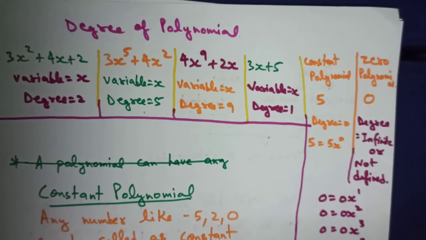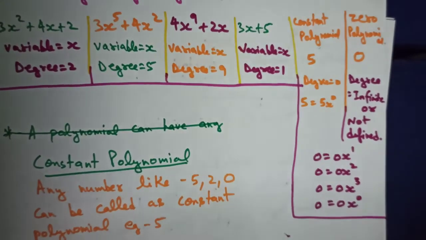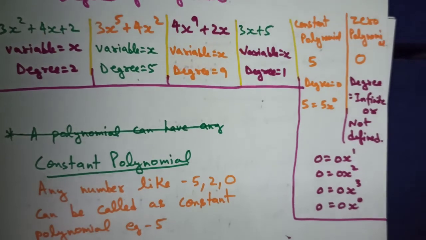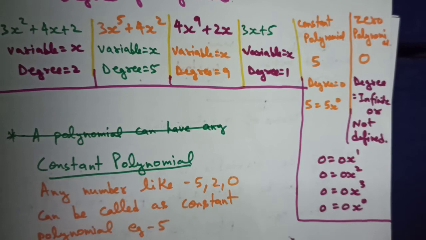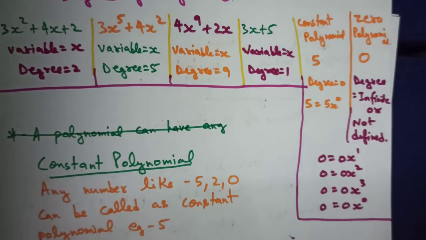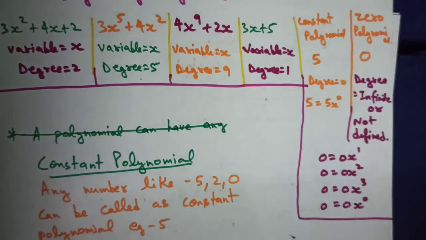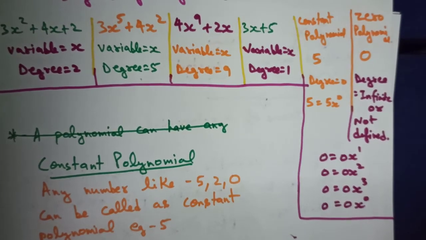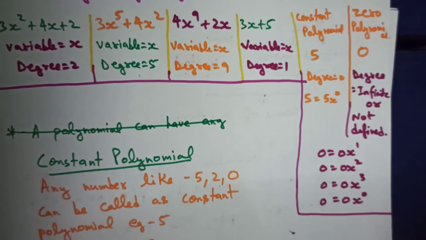Next one is a constant polynomial. A constant polynomial is a polynomial in which the degree of the polynomial is 0. For example, 5 is an example of a constant polynomial, because 5 can be written as 5x raised to power 0. Since the highest power of the variable is 0, we say that the degree of the polynomial is 0.